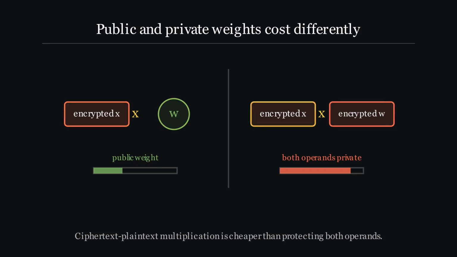This does not mean ciphertext-plaintext multiplication is free. It can still increase scale and require later rescaling. The comparison simply shows why public weights are valuable when the threat model allows them to remain unencrypted.